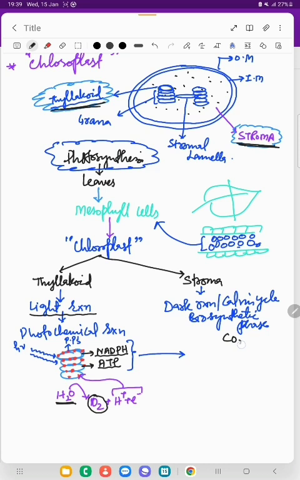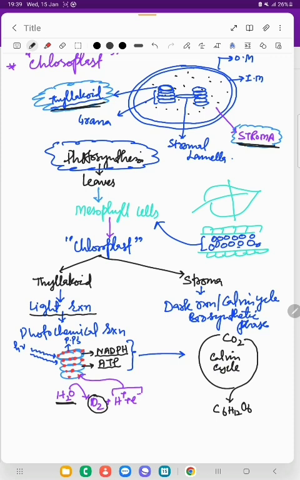Here it is carbon dioxide. From carbon dioxide, plants synthesize glucose, that is C6H12O6. It's a reduction process. And this formation or synthesis of glucose takes place in a cyclic bunch of reactions that's called the Calvin cycle. That's called the Calvin cycle or C3 cycle, right?